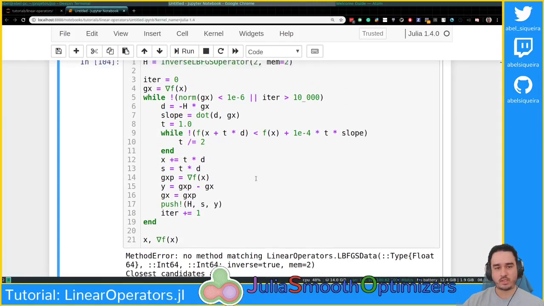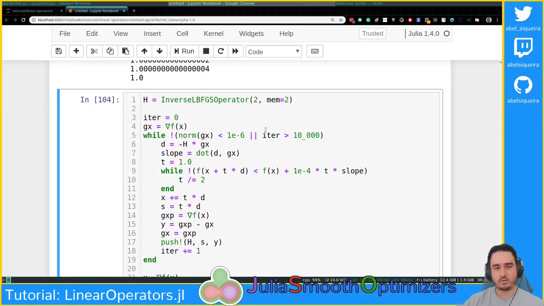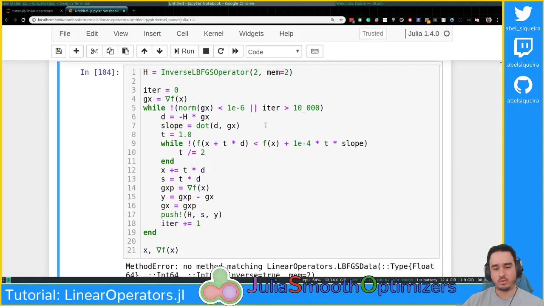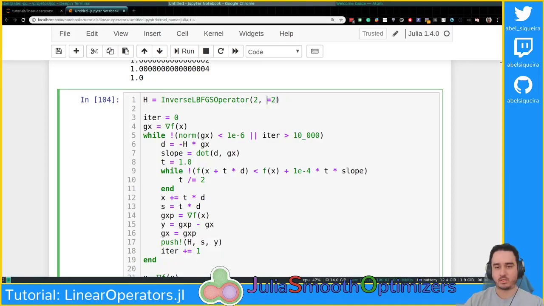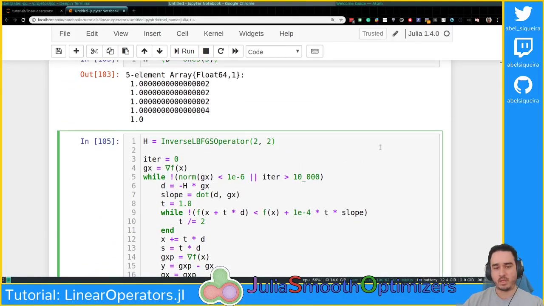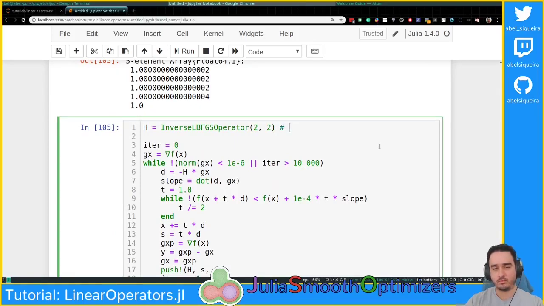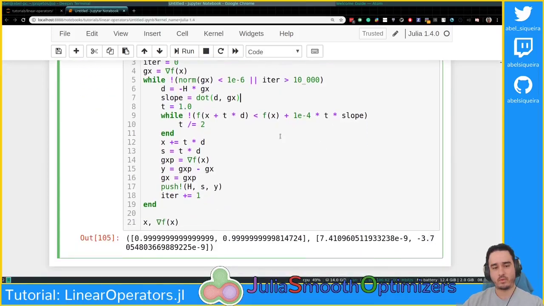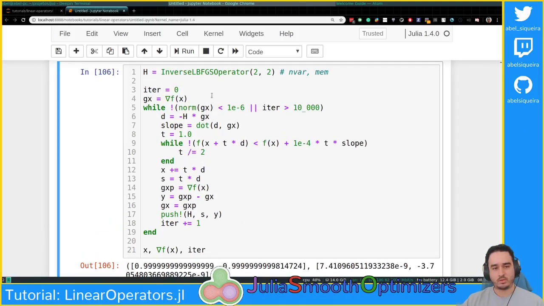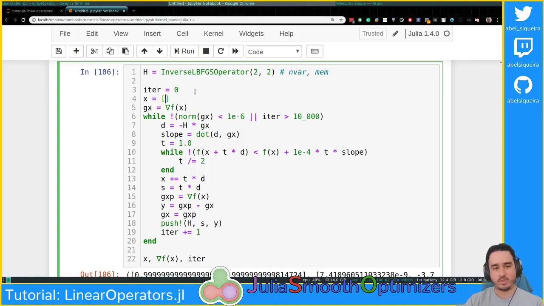LinearOperators LBFGS data, mem equals 2. Oh, I think I don't pass mem. I just pass 2. Is that it? Yeah. I don't pass the mem equals, just the value. And var and mem. So it ran in 0 iterations because I forgot to update.